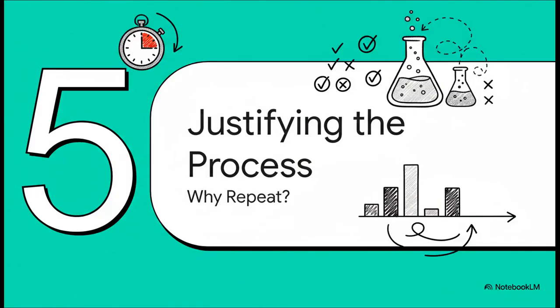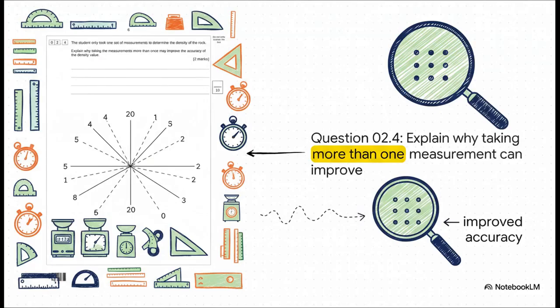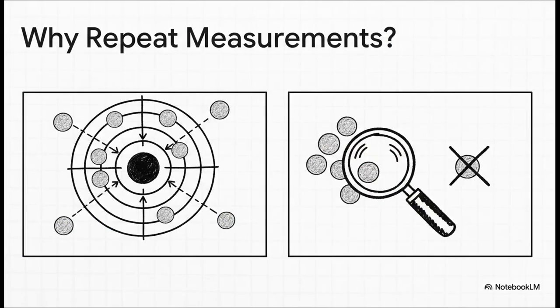This 2-mark question is all about good experimental practice. It gets to the heart of why scientists do what they do. So the question points out, hey, the student only took one set of measurements. And then it asks you to explain why taking measurements more than once could actually improve the accuracy of the result. Why bother repeating? Well, the mark scheme accepts two key reasons.